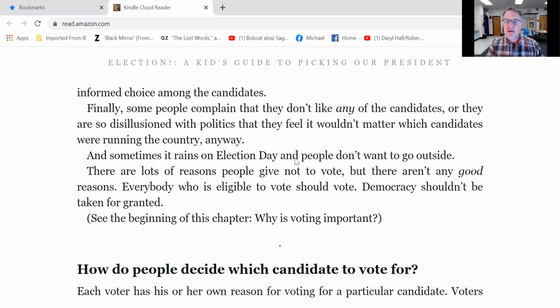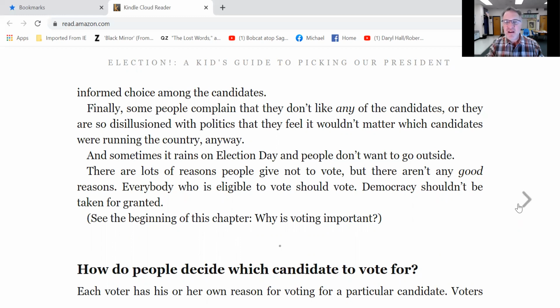And sometimes it rains on election day and people don't want to go outside. There have been candidates that have lost elections because of rain. It's true. One party tends to vote no matter what the weather is. Another party tends to not vote if the weather's bad. I won't tell you which party is which. You can ask your parents that. They probably know too.